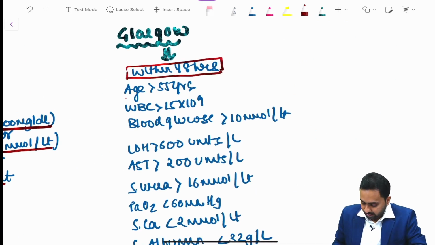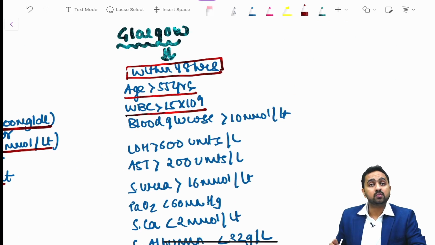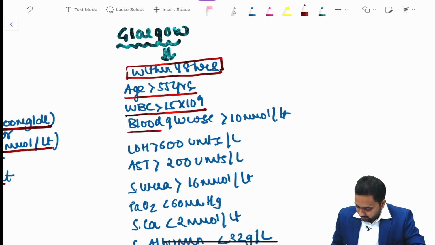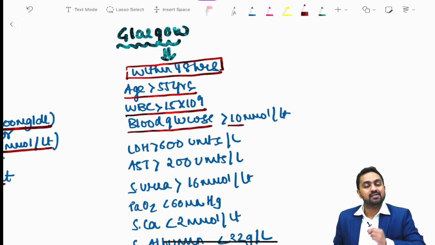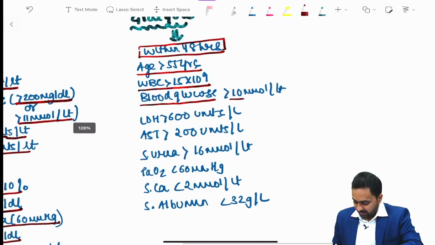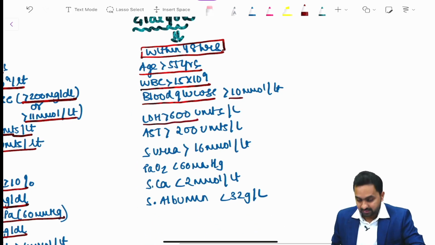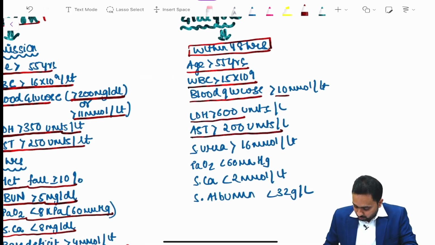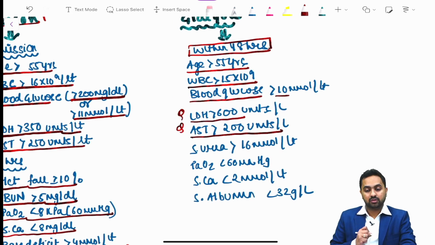You have these following parameters: age more than 55, white blood cell count more than 15 into 10 to the power 9, whereas in case of Ranson it was 16; blood glucose more than 10, whereas in Ranson it was more than 11. Then we have LDH more than 600, whereas in case of Ranson it was 350; AST more than 200, whereas in Ranson it was more than 250.